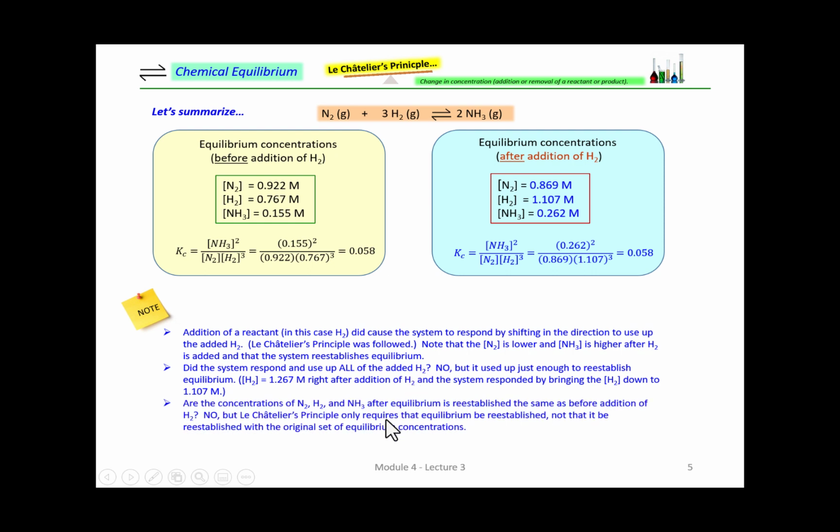Are the concentrations of nitrogen, hydrogen, and ammonia after equilibrium is reestablished the same as before addition of hydrogen? And we've already pointed this out. No, but Le Châtelier's principle only requires that equilibrium be reestablished, not that it be reestablished with the original set of equilibrium concentrations.